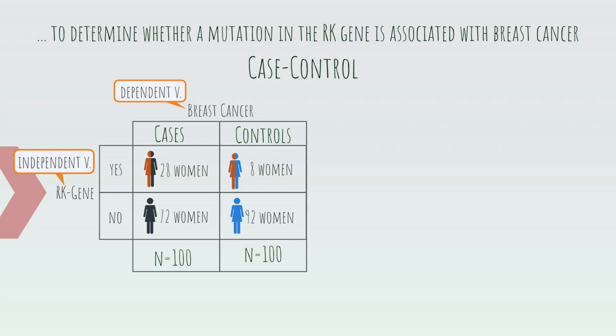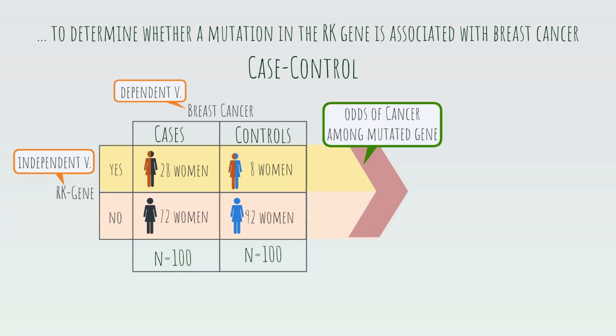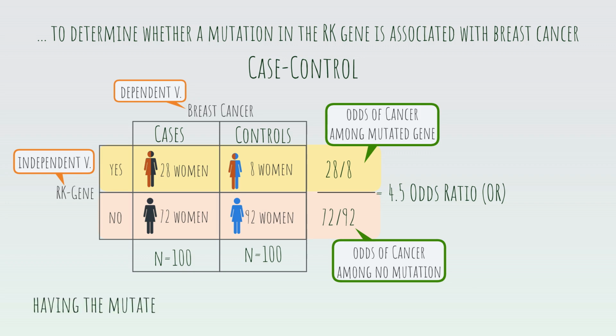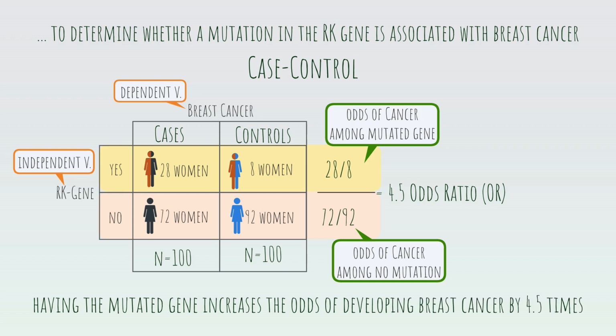This time, in direction of the independent variable, we calculate the odds of developing cancer in the group with the mutation and in the group without the mutation. By dividing the odds, we obtain the odds ratio, which in this case is 4.5. This indicates that having the mutated gene increases the odds of developing breast cancer by 4.5 times. As you see, odds ratio is also a way of estimating the risk associated with exposure.